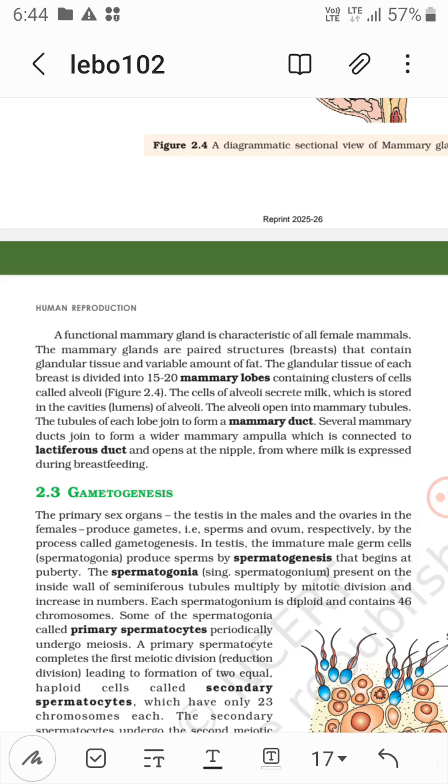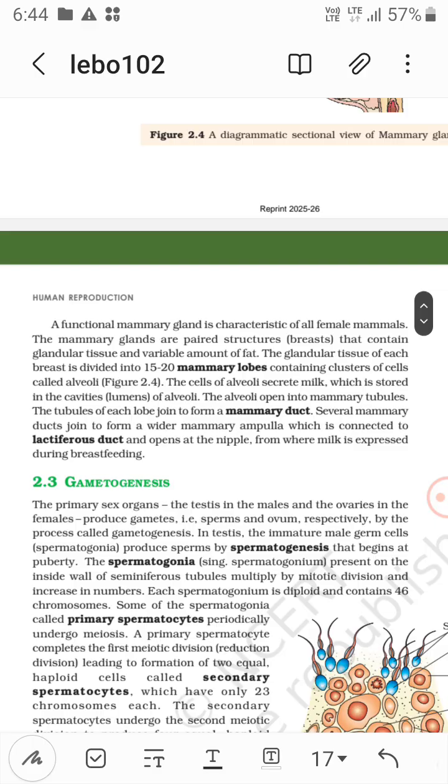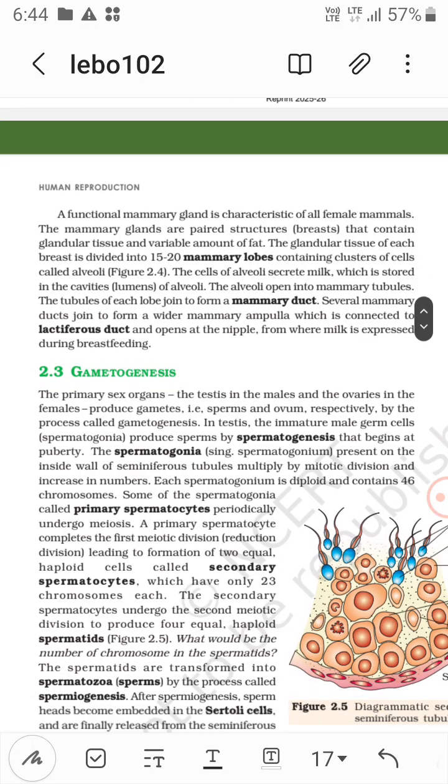The alveoli open into the mammary tubules, and the tubules of each lobe join to form a mammary duct. Several mammary ducts join to form a wider mammary ampulla, which is connected to the lactiferous duct. The lactiferous ducts open at the nipple, from where milk is expressed during breastfeeding.